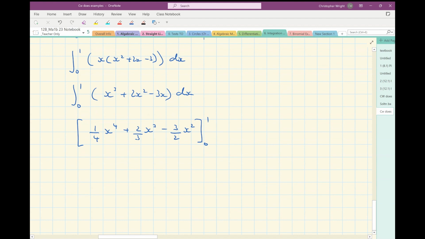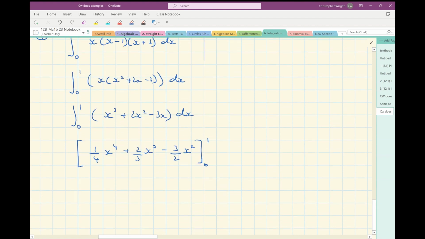All right, so let's stick in the value of 1 here. So that's going to be a quarter plus 2/3 minus 3 over 2. And from that, I need to subtract the value of the function when x is 0, which is just 0.